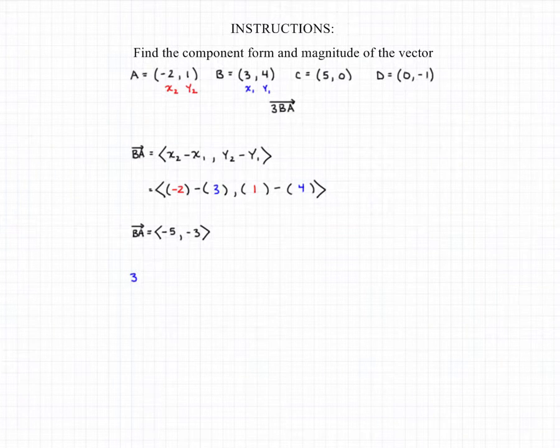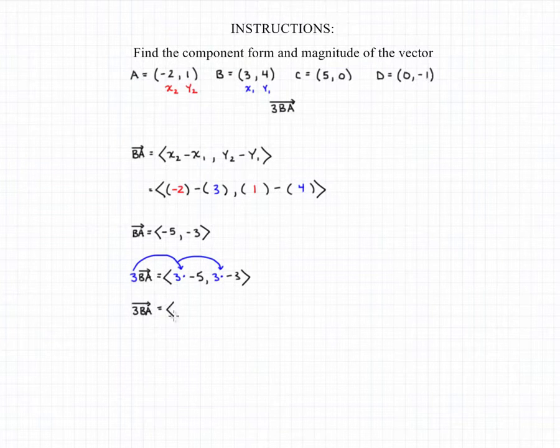Now what we're looking for is 3 times BA, or 3BA. So what we can do there is take each of our components from the vector BA and multiply them by 3. And if we do that, we'll have the answer to the first part of our question, which is that the component form of vector 3BA is equal to -15 and -9.